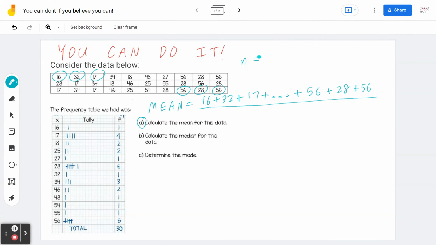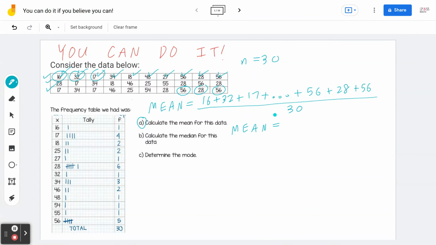n, by the way. N stands for the number of terms. If you count this, it's 1, 2, 3, 4, 5, 6, 7, 8, 9, 10. But there are 3 rows, 1, 2, 3. So there are 30 numbers in total. So that is definitely one method to calculate the mean.